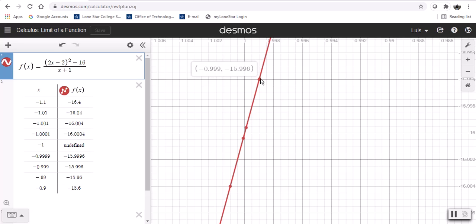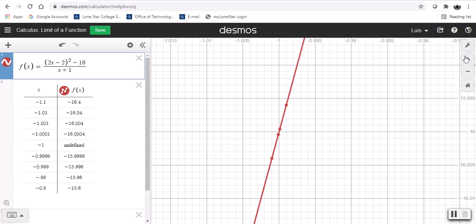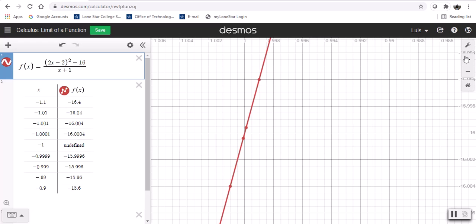So we have negative 15.996. We get a little closer and we get -16, but that's because the system is rounding it. Similarly, from the left side, it's also rounding to -16. Then over here, as you get further away, it's giving you -16.004. So in any case, you come up with the same conclusion that the limit of the function, or the expression for that matter, is -16.